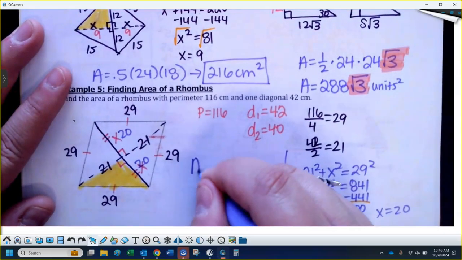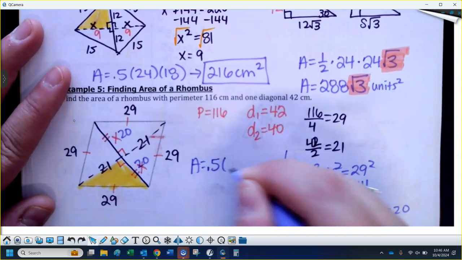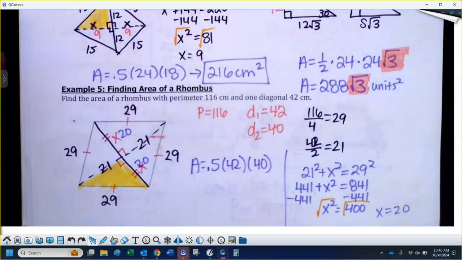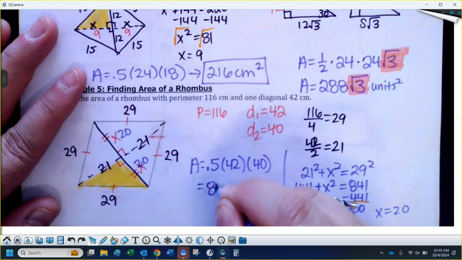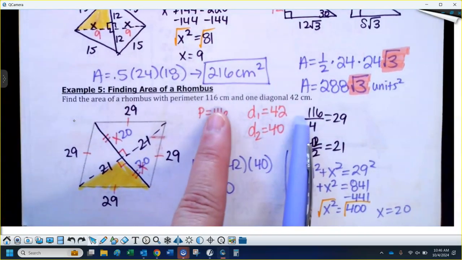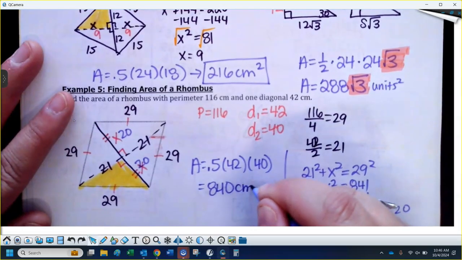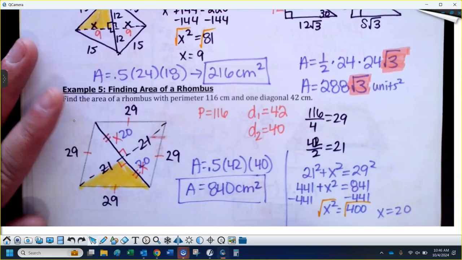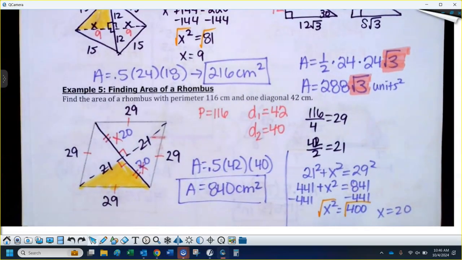We just have to plug it into our area formula. 1/2, one of the diagonals is 42, one of the diagonals is 40. So on my calculator, I'm just doing 1/2 times 42 times 40, and you should get 840. Now, in the directions, they told us this was centimeters, so I'm going to put centimeters squared as my label for my area. Does anybody have any questions?